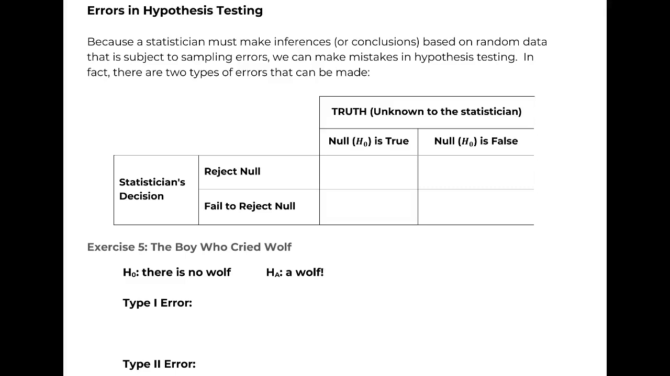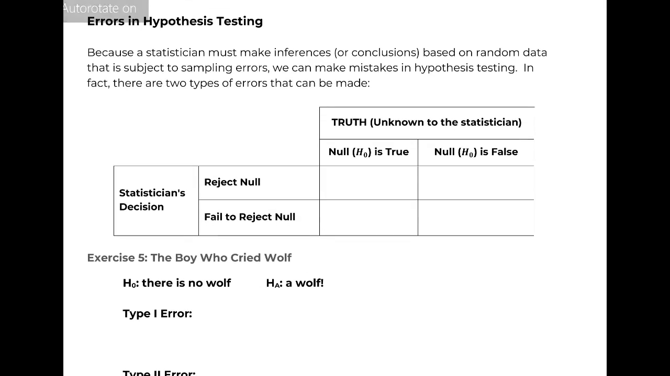All right, so next up, we're going to talk about errors in hypothesis testing because in statistics, unlike mathematics, we can do everything completely right and still be wrong. So there are two types of errors that can be made, and these really depend on what is the truth, which sometimes we will never actually know, and then our decisions.